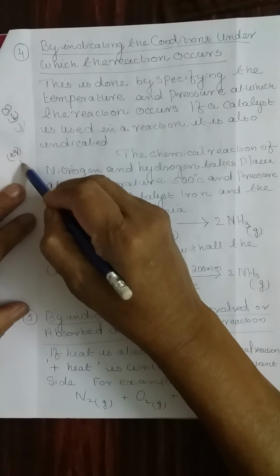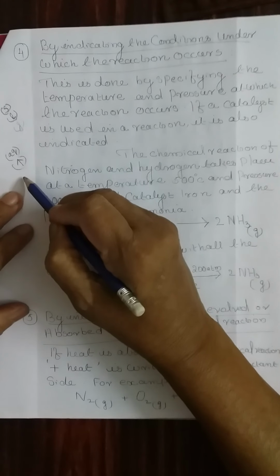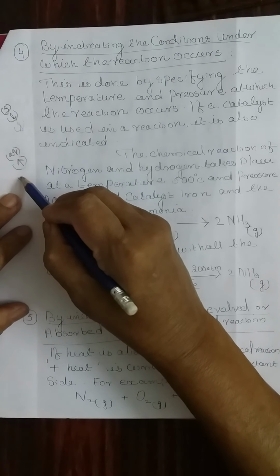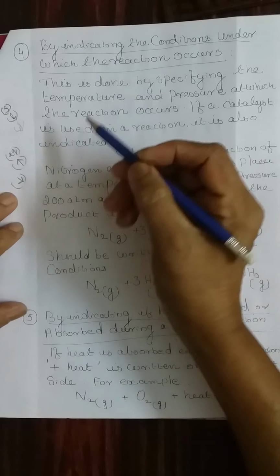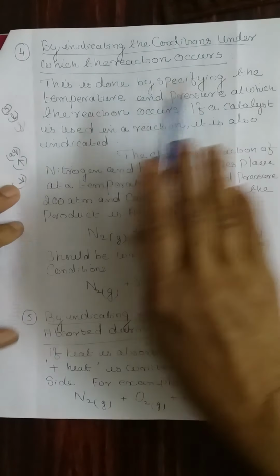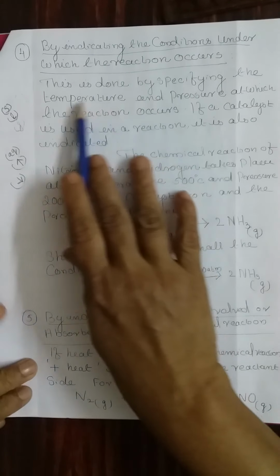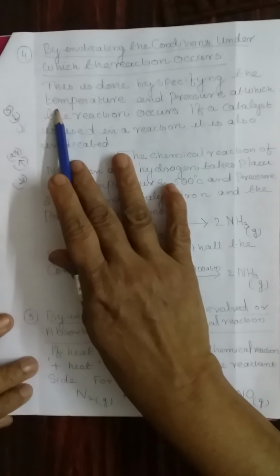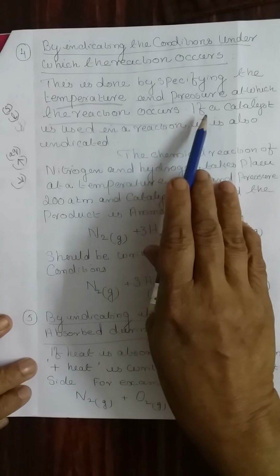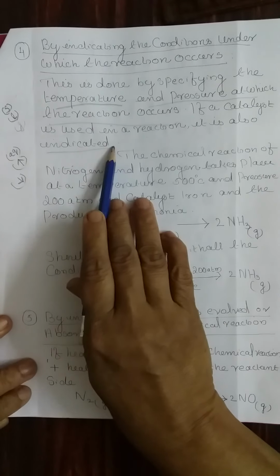If a gas is evolved, put an upward arrow. And if a precipitate or an insoluble substance is formed, put a downward arrow. All these six pieces of information we already studied. Now the next one is indicating the conditions under which the reactions occur. This is done by specifying the temperature and pressure at which the reaction occurs, and if a catalyst is used in a reaction, it is also to be indicated.